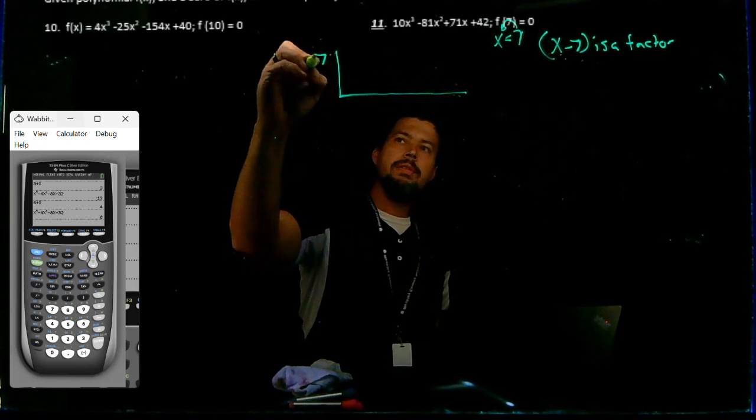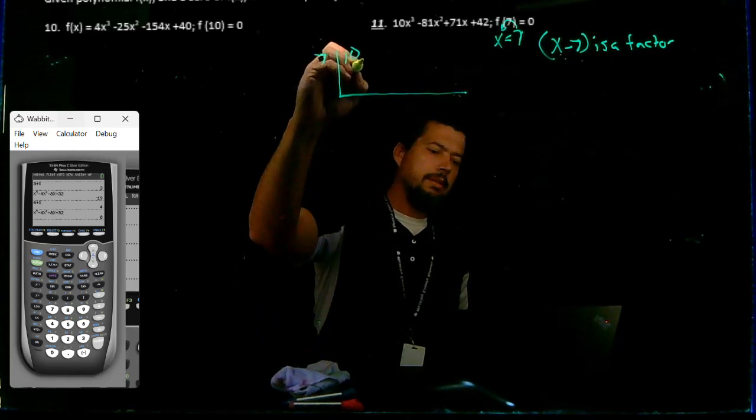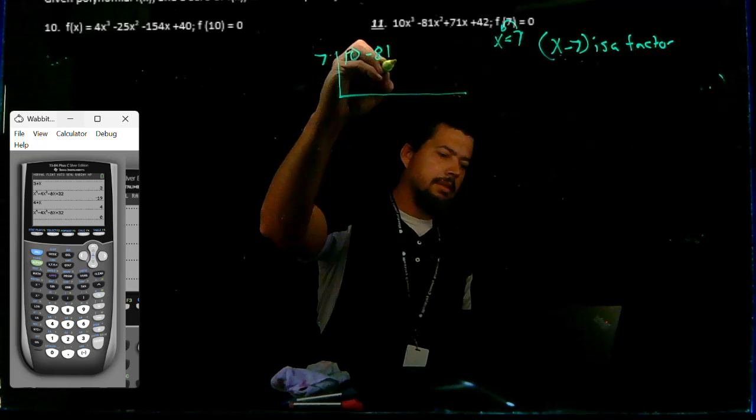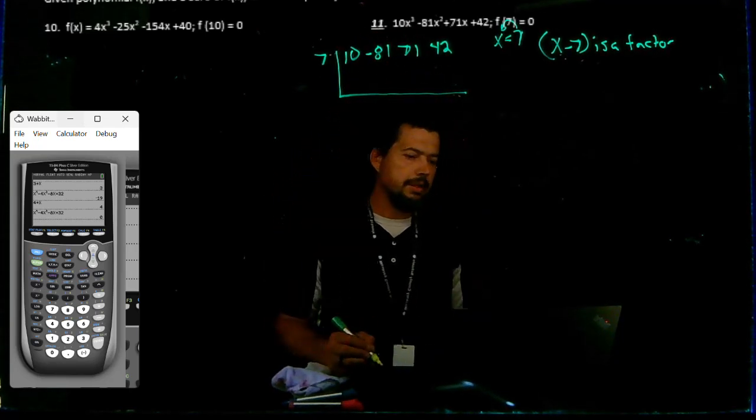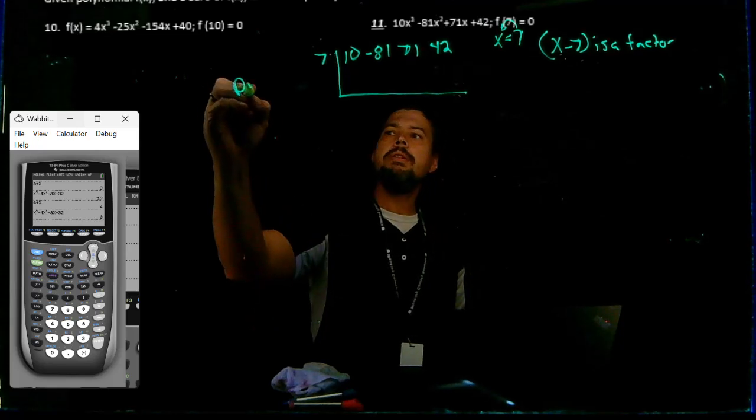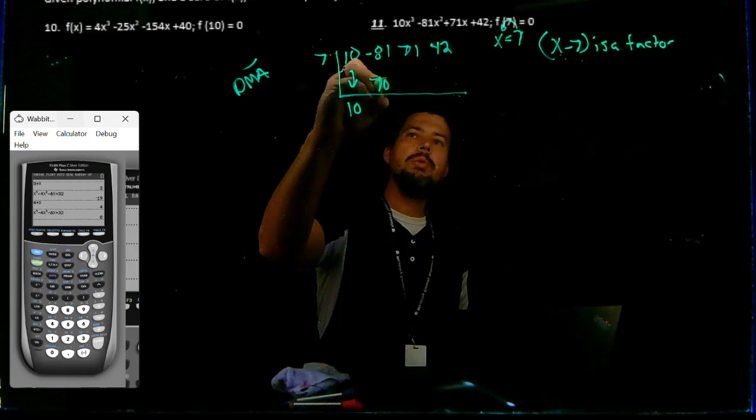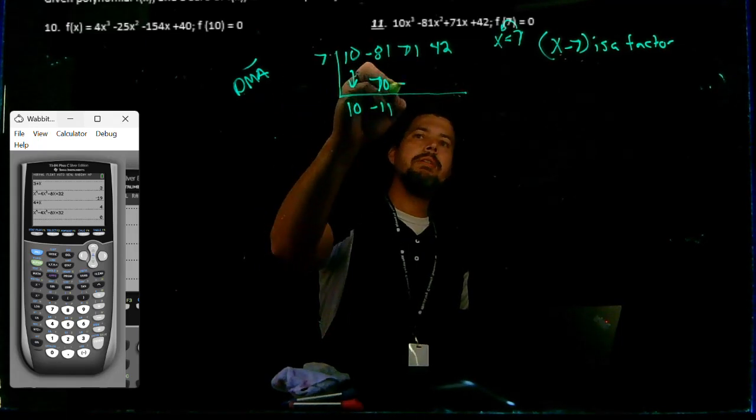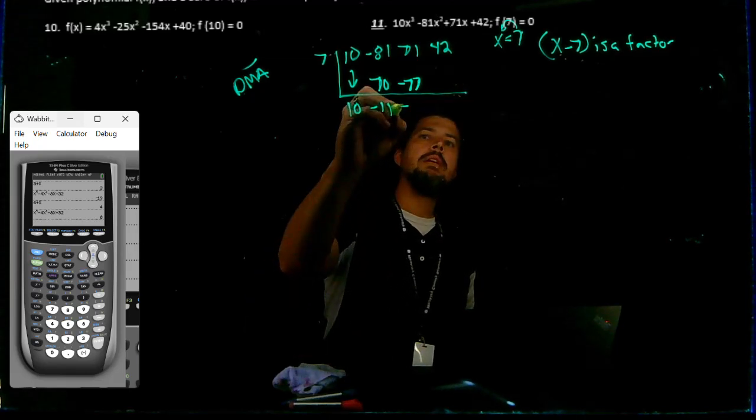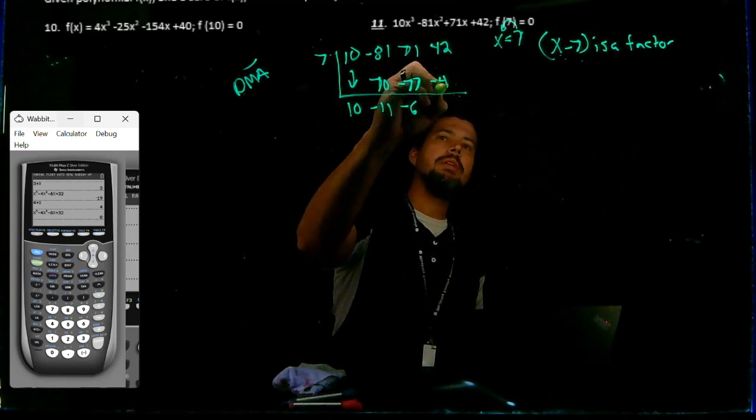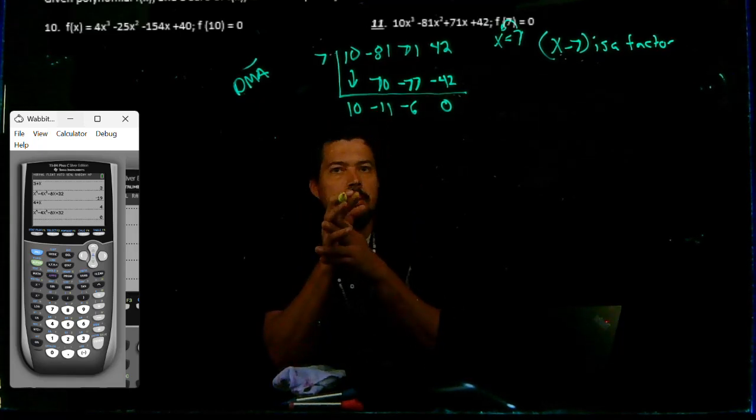We're going to take the x value, put it on the second floor of the vinculum outside. Coefficients are 10, negative 81, 71, and 42, and I did not see a need for any placeholders when I glanced at that one. Again, your acronym here is DMA: drop, multiply, and add. We drop the 10, 7 times 10 is 70. We add negative 11. 7 times negative 11 is negative 77. 71 plus a negative 77 is negative 6. And 7 times negative 6 is a negative 42. And you got a 0, that was expected. It was expected because you were told it was a 0.